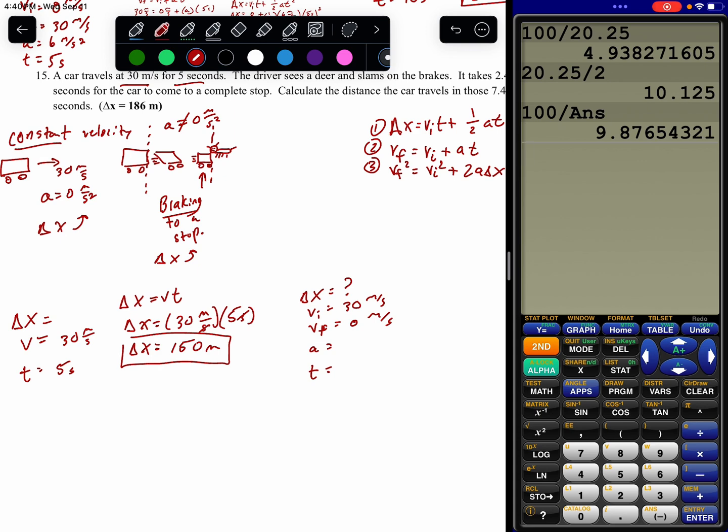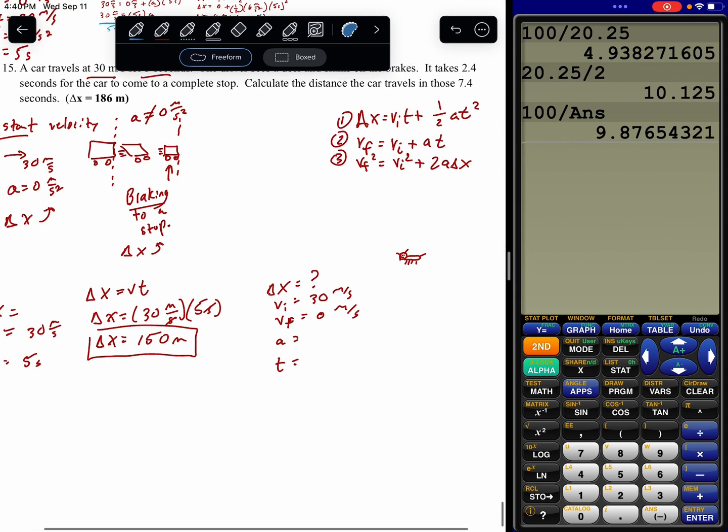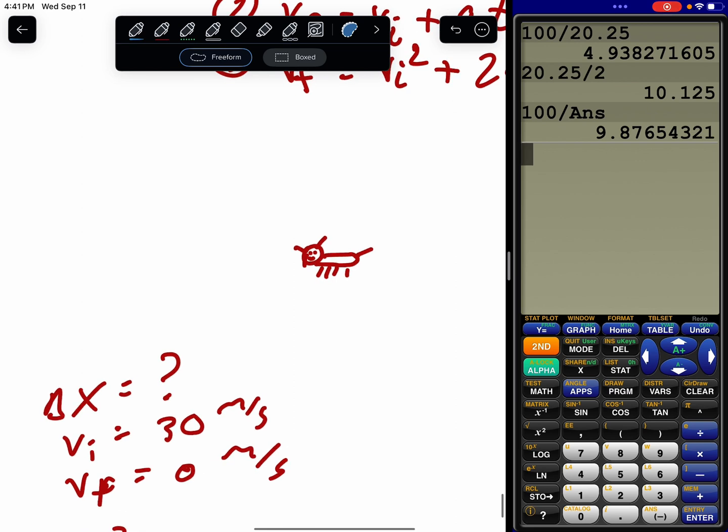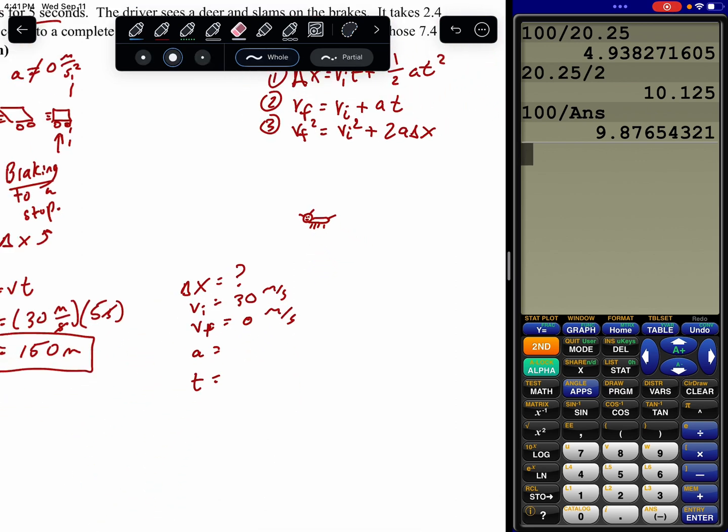Hopefully you stop before the deer. We'll keep him nearby just to remind us of what we're doing all this for. Oh, oops. He got a little extra line in there. Boop. There we go. There he is. What a cutie.